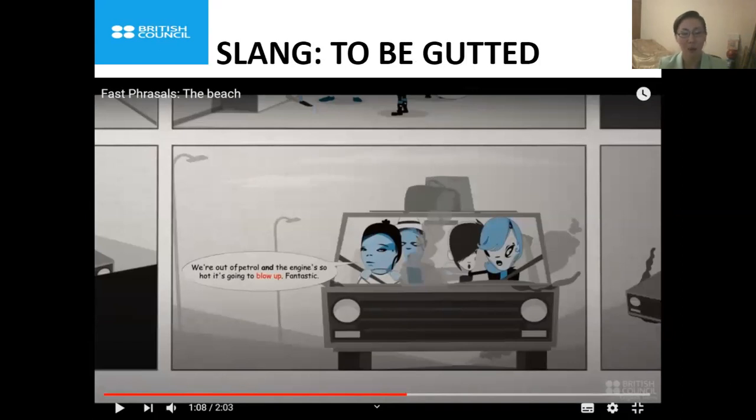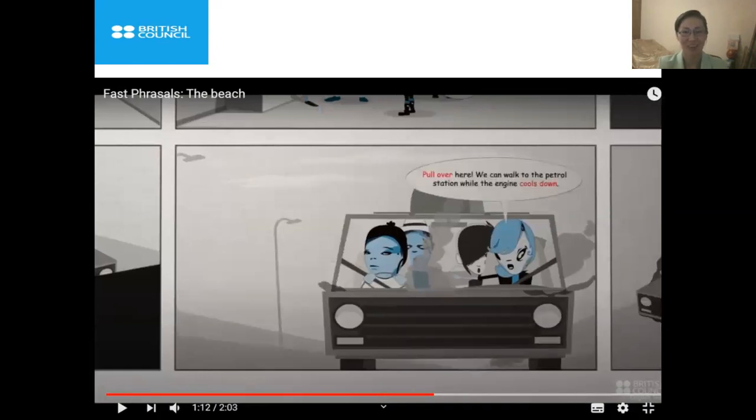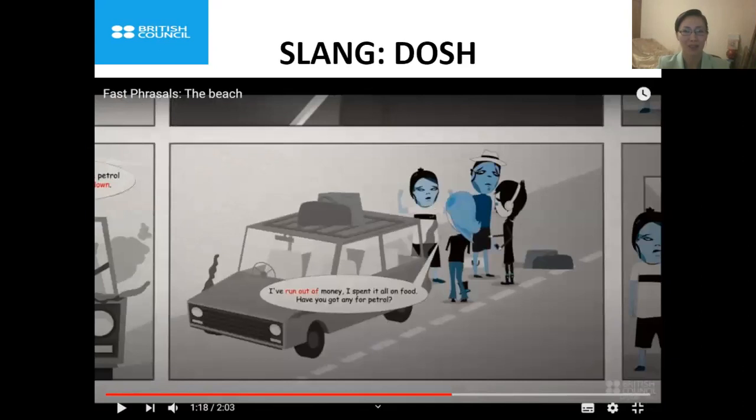And the phrasal verb "blow up" is when something is going very bad, right? Here we have the steam. Pull over, to stop on the side of the road. We'll talk about this phrasal verb a little bit later. Cool down, the antonym is hot. For slang here we have "dosh", the word "money" could be substituted, okay?